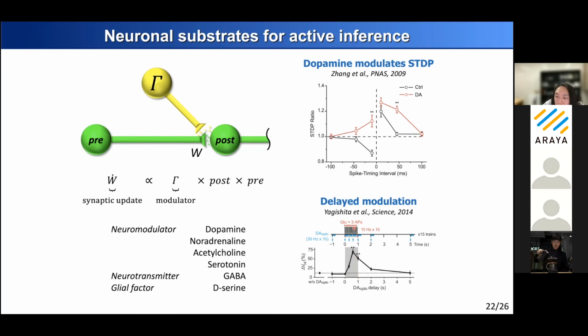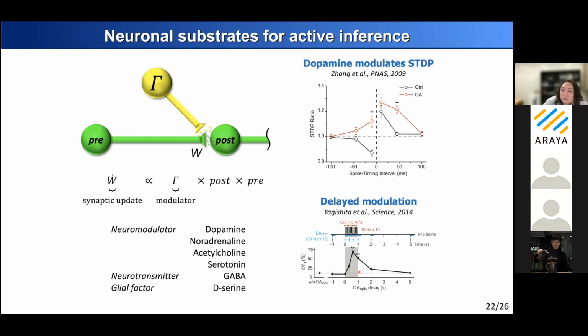So Hebbian plasticity occurred only in this shaded area, but addition of dopamine after 2 seconds of this plasticity period can modulate the occurrence of plasticity in a post hoc manner. So it looks quite important to understand the possible neuronal mechanisms that associate future risk or future reward and the past decisions, actions.